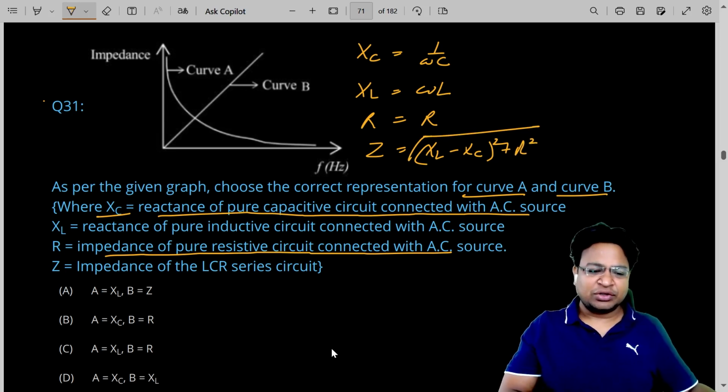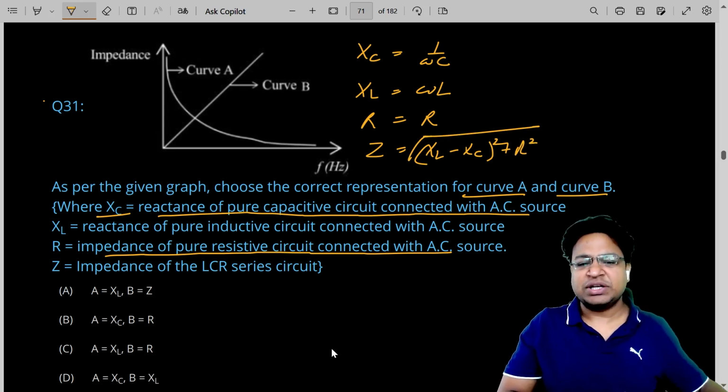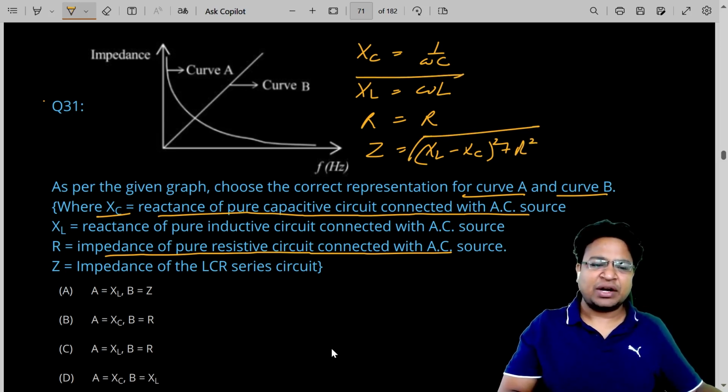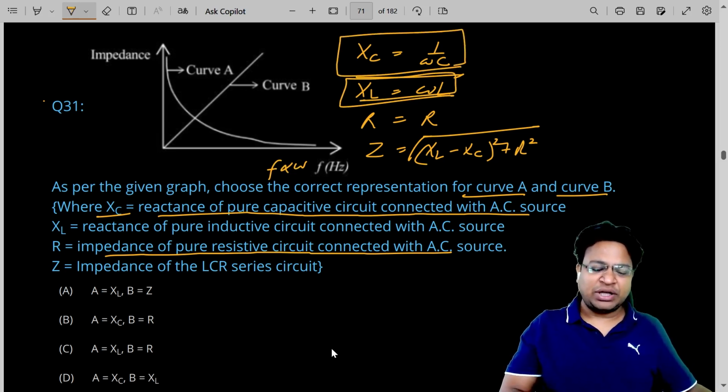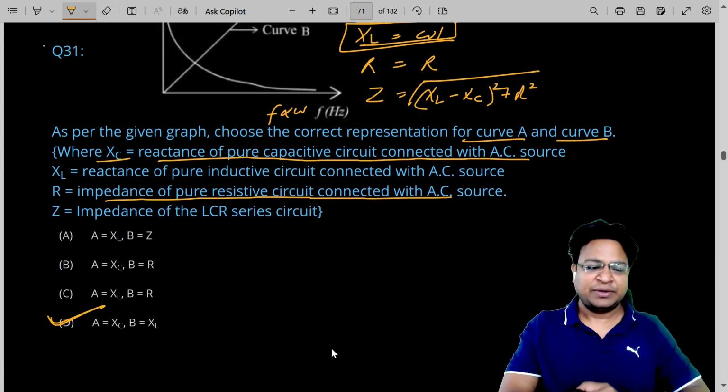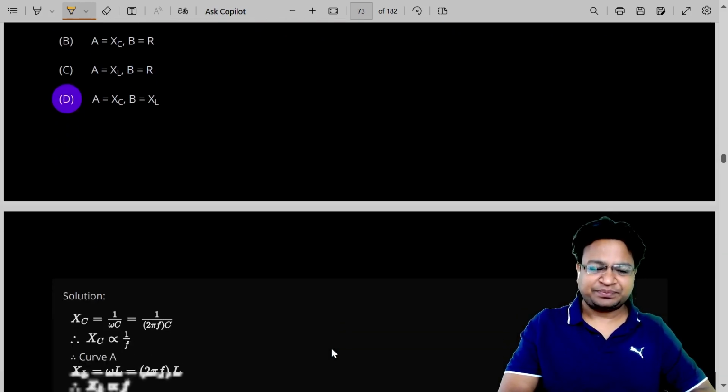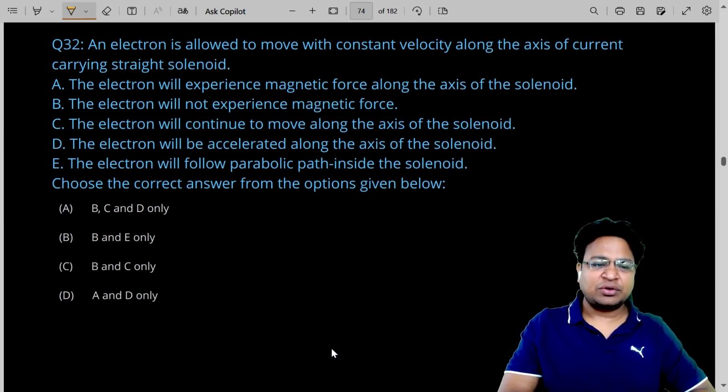Now the question says that you have to choose the curve. So guys, you can see that if we are drawing a graph of XL versus the frequency, it's directly proportional to omega. So this should be a straight line, and this would be a rectangular hyperbola. Based on that, you can see that option A can be XC and option B can be XL. So option D looks the right one here. Okay, straightforward question. Then we go to question number 32.